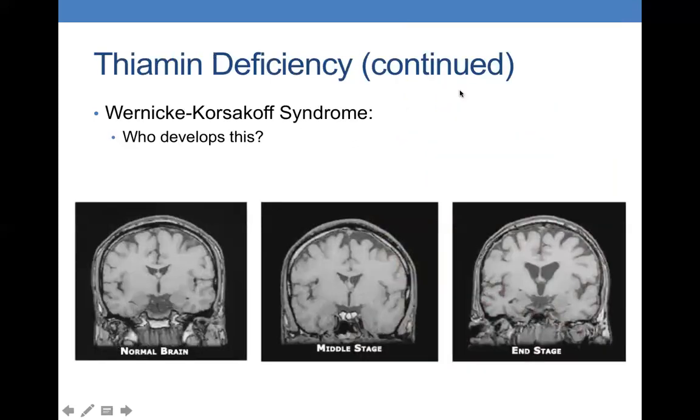So Wernicke-Korsakoff syndrome, like I said, this is the thiamine deficiency seen in alcoholics, and this causes visual disturbances, confusion, and even eye symptoms. It can develop very rapidly.